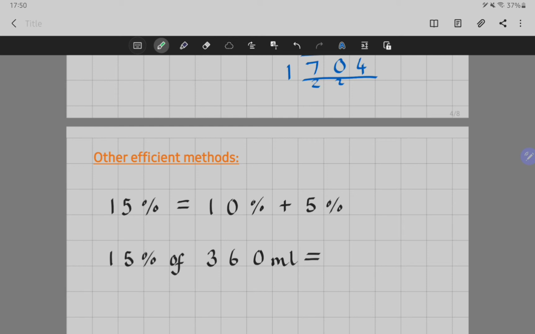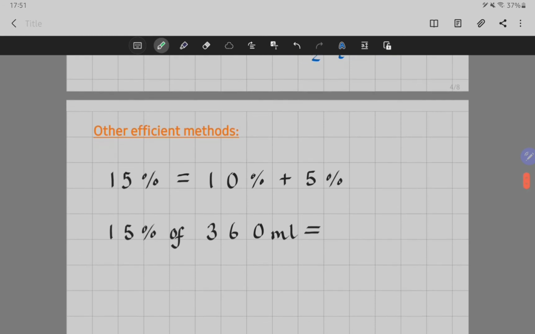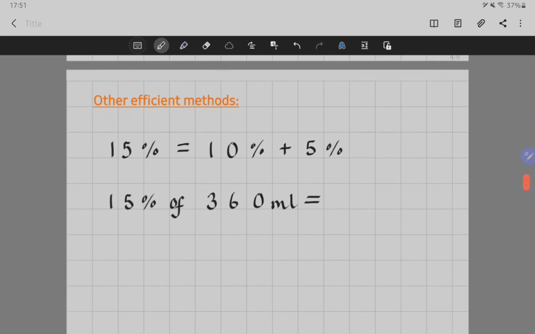So for example, 15% is the same as saying 10% plus 5%. I've partitioned that number. Well, 15% of 360 millilitres. So I think to myself, well, I know what 10% is. 10% means divide by 10. So 360 divided by 10 is 36. I've also got to add 5% to this. Now I know that 5% is half of 10%.